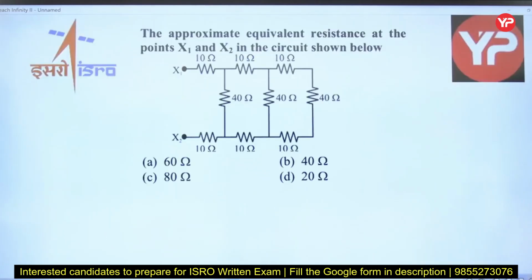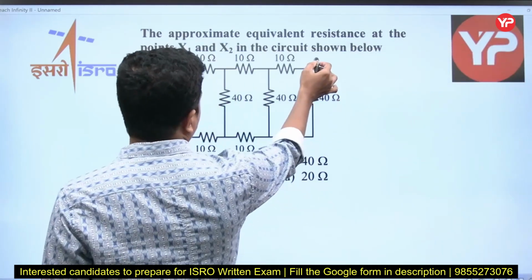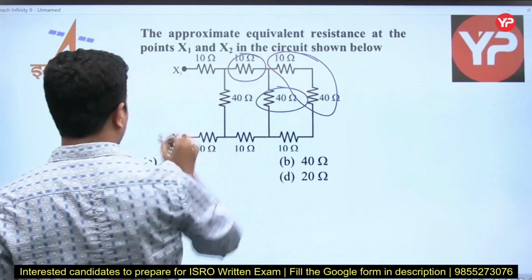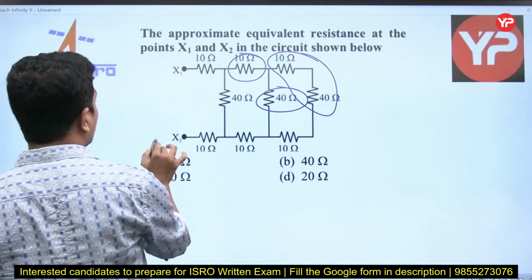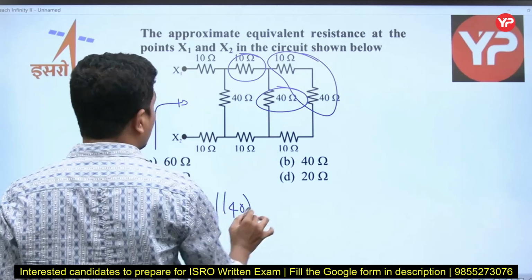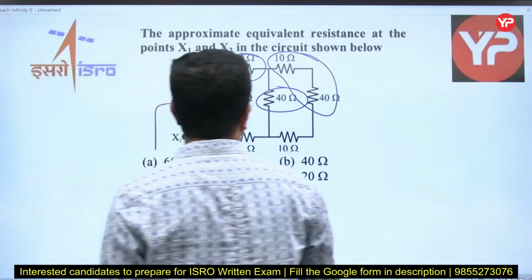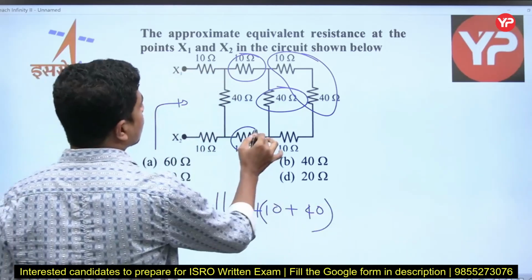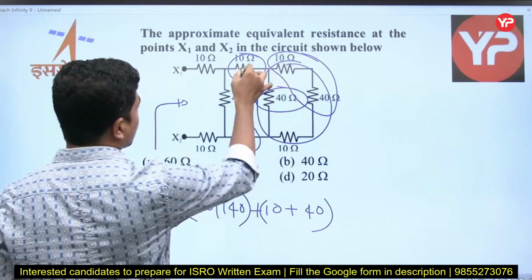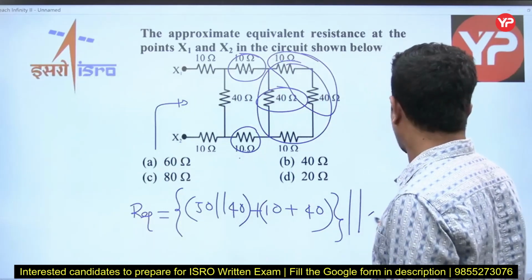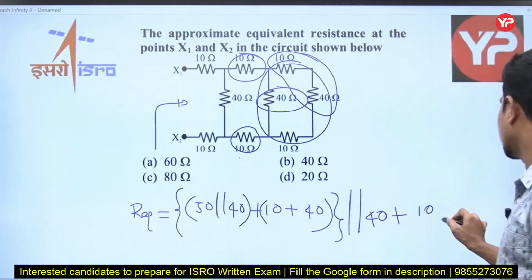The approximate equivalent resistance at the points x1 and x2 in the circuit shown below is, right? So this series combination is 50. 50 in parallel with 40, that is in series with 10. Why is there a downside also a resistance? To this total combination, these two will be in series, right? Now that is in parallel with 40, that is in series with 10 and 10.